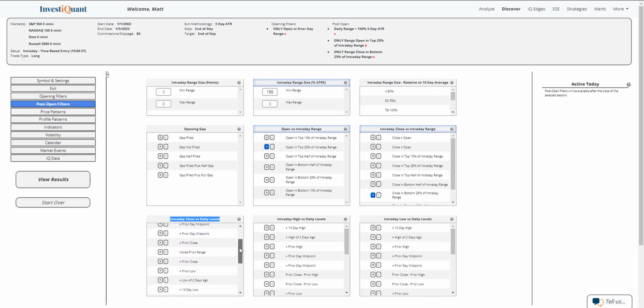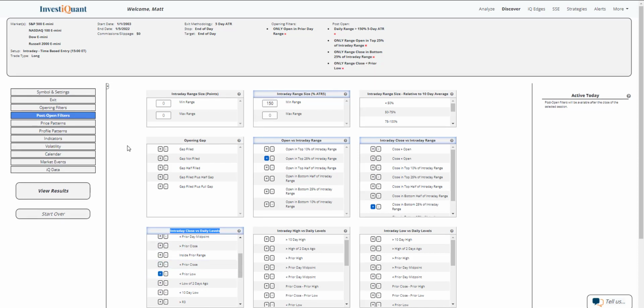I just scroll down a little bit till I see below prior low. I'm going to hit equals next to that, and that's going to mean that the 3 o'clock price is below the prior day low of day. So we are currently down below it by a ways, so I'm assuming we're going to be down there at 3 o'clock. All of this stuff would have to be confirmed at 3 o'clock for it to be applicable. But that's where we are trading right now.